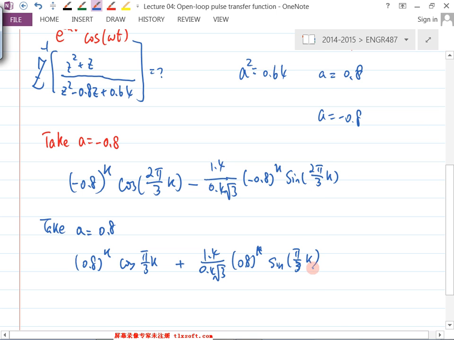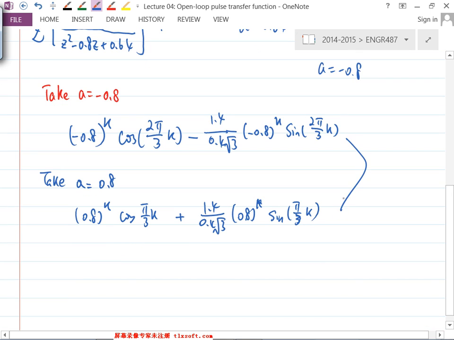If you look at these two, they seem to be different expressions. It's actually quite different, because this is 0.8, this is negative 0.8. This is cosine pi over 3 k, that's cosine 2 pi over 3 k. But there are two different ways to prove that these two actually yield the same sequence of numbers when you plug in k values, so k equal to 0, 1, 2. In other words, if you take the Z transform of these two, the same sequence of numbers, they should yield the same Z transform.